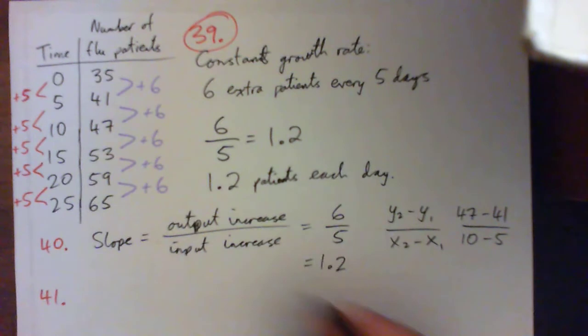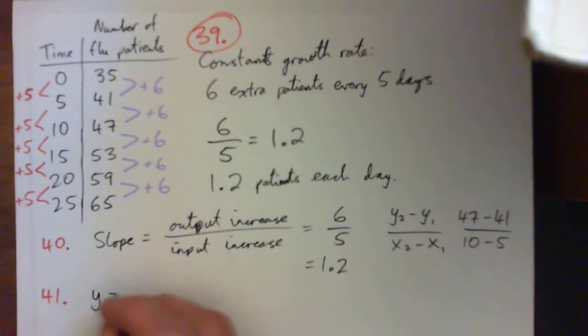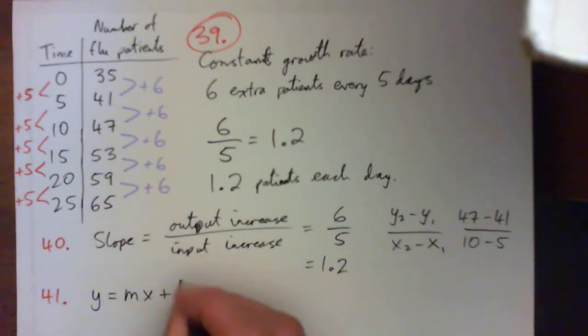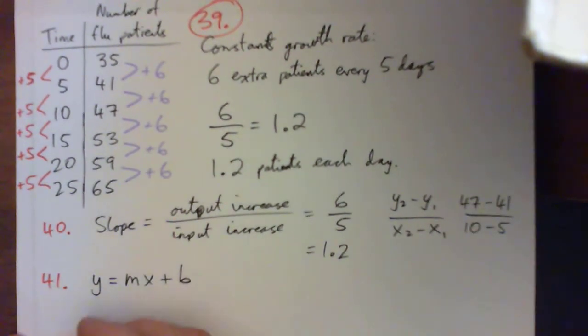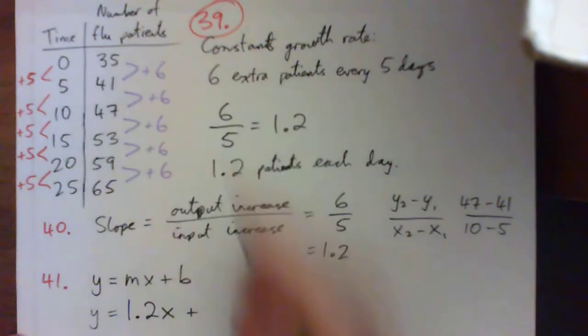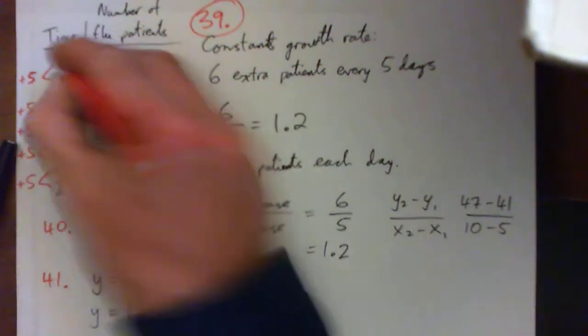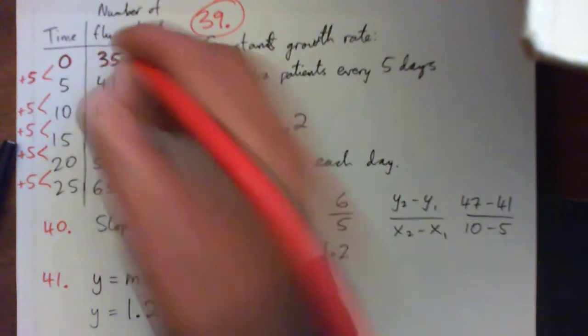So a formula, it's a linear equation, so it looks like this, right? And a formula would just be, well, the slope is 1.2, so 1.2x, plus the y-intercept, which is 35, right? Because when x is 0, the y is 35, right?